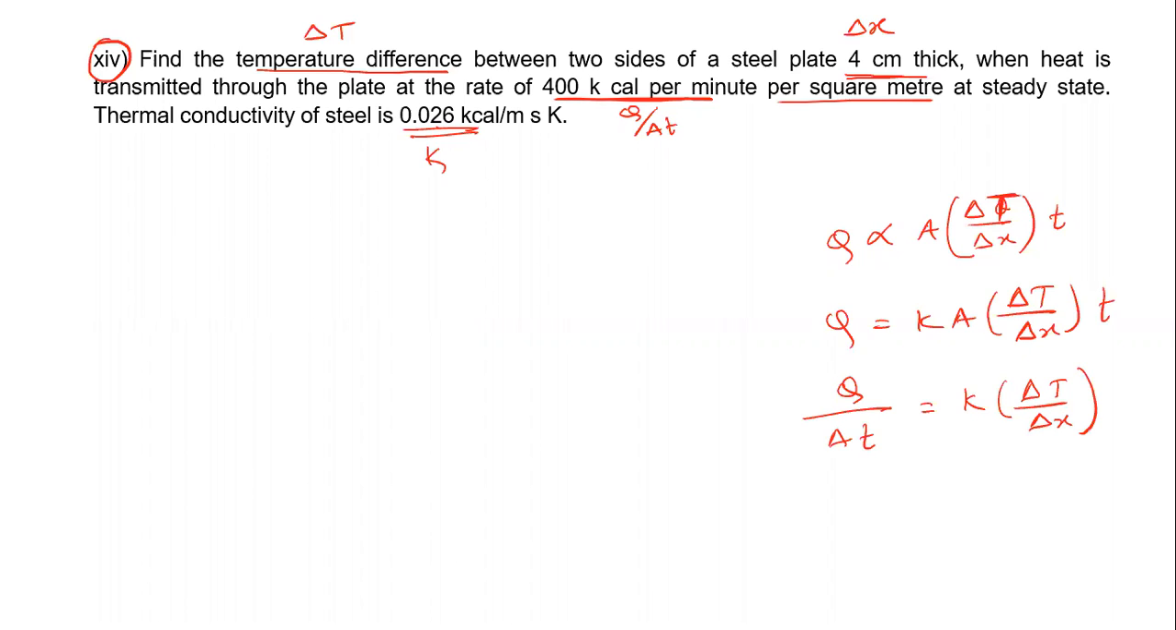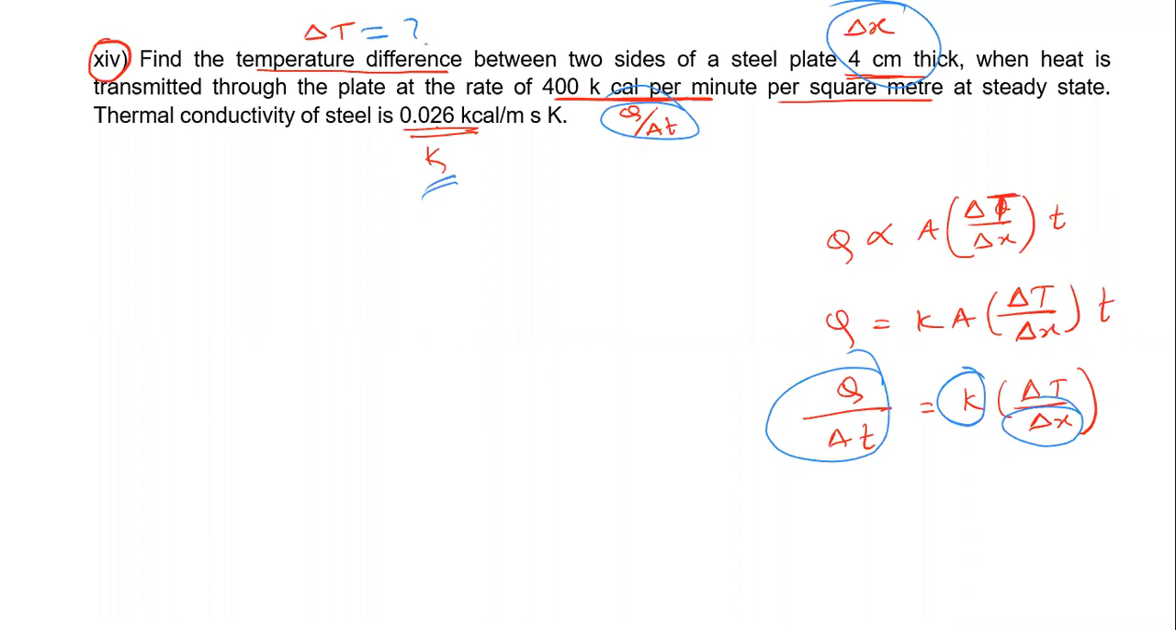So this Q upon A t is given here. K is given here. Delta X is given. And you have to find out delta T. So you can use this formula, and by substituting the values in a proper system, you will get the answer. Only thing is here it is in centimeter.